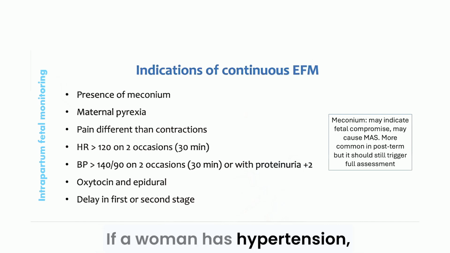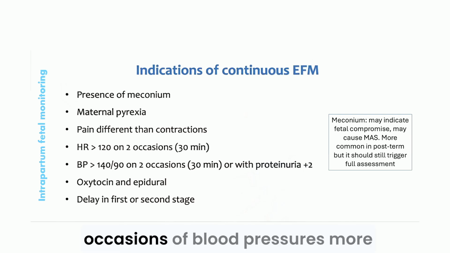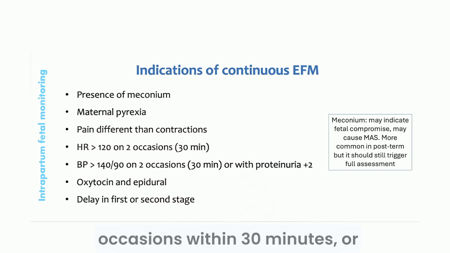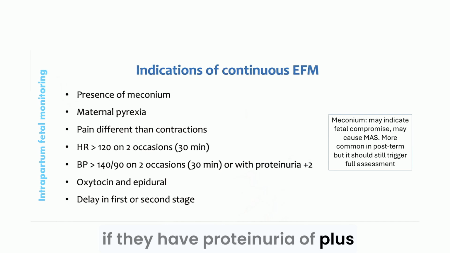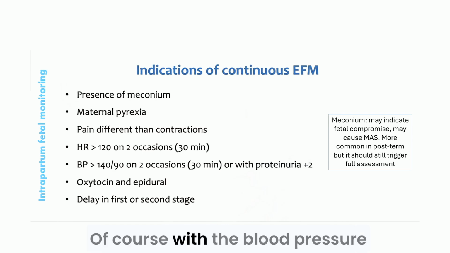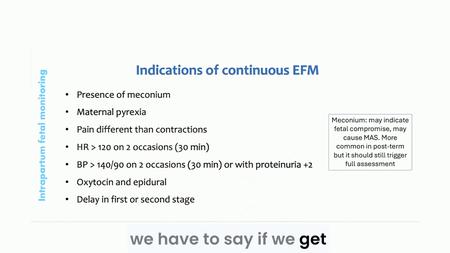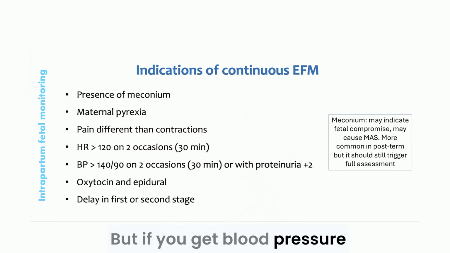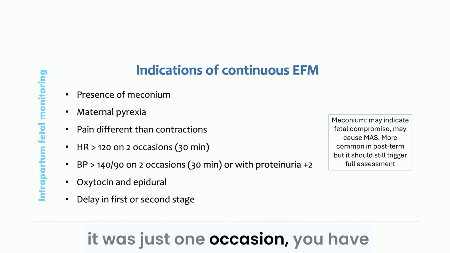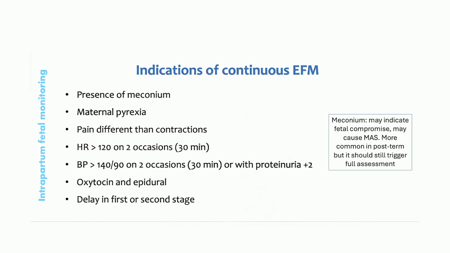If a woman has hypertension, meaning that she has 2 occasions of blood pressure more than 140 systolic and or 90 diastolic within 30 minutes, or if they have proteinuria of +2 or more, or if we start giving them oxytocin. Of course, with the blood pressure, if we get a blood pressure that's more than 140 over 90 on 2 occasions, but if you get a blood pressure that's more than 160 over 110, even if it was just 1 occasion, you have to start continuous monitoring.